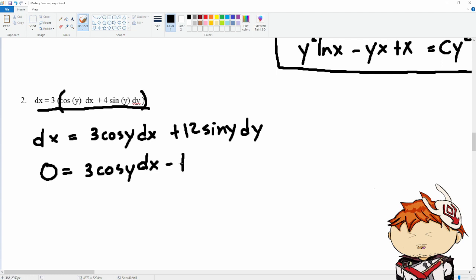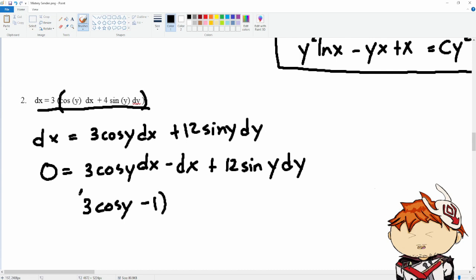Friends would need to be on the same side. dx. I don't know why I'm calling them friends, but they're both dx. Oh, I don't change the variable though. Okay, there we go. I simply move the dx to the opposite side, then take out the dx, so that's (3 cosine y minus 1) dx plus 12 sine y dy.